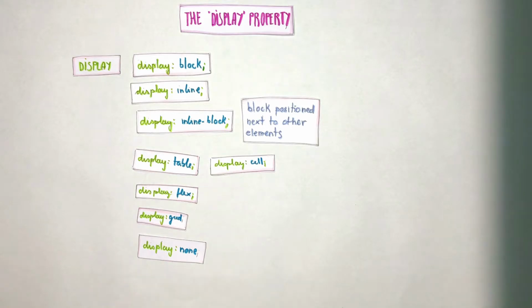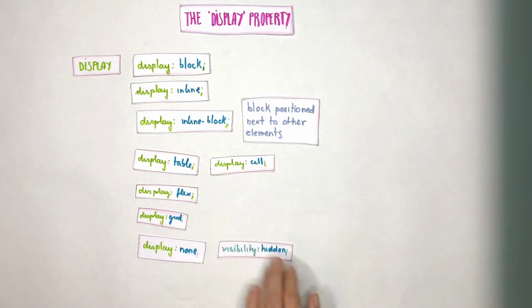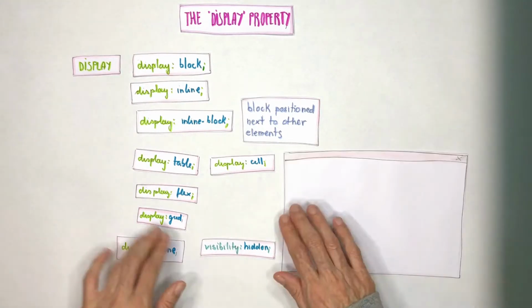This property is very similar to another one, visibility hidden. The difference is that with display none, the element is removed from the DOM. The element does not exist in the document. And with visibility hidden, the element is not shown, but is there. It's like transparent, like invisible. It is there, but we don't see it.